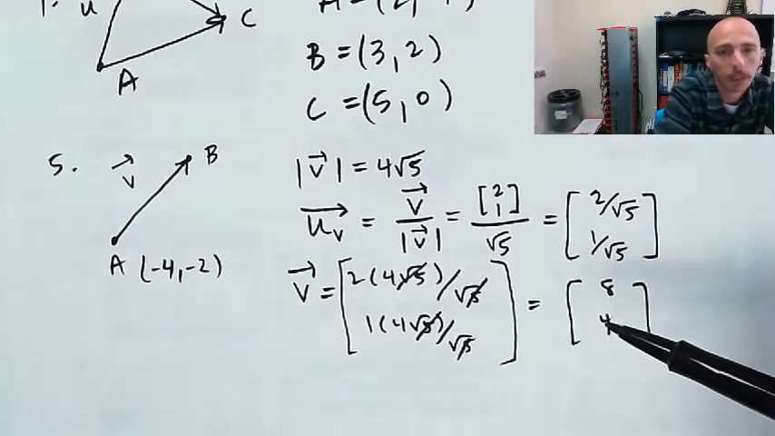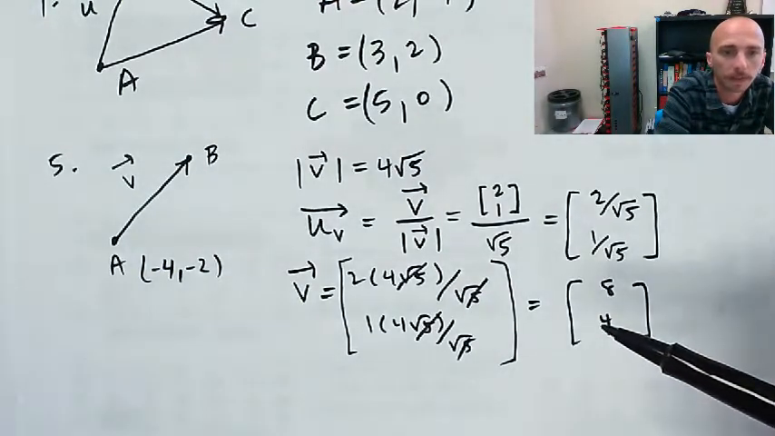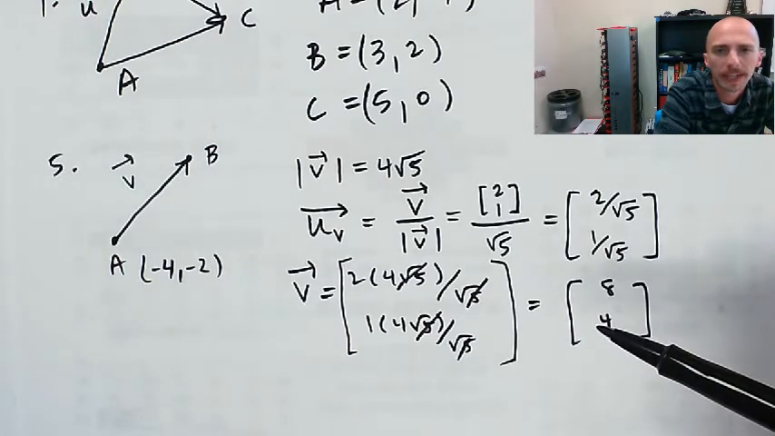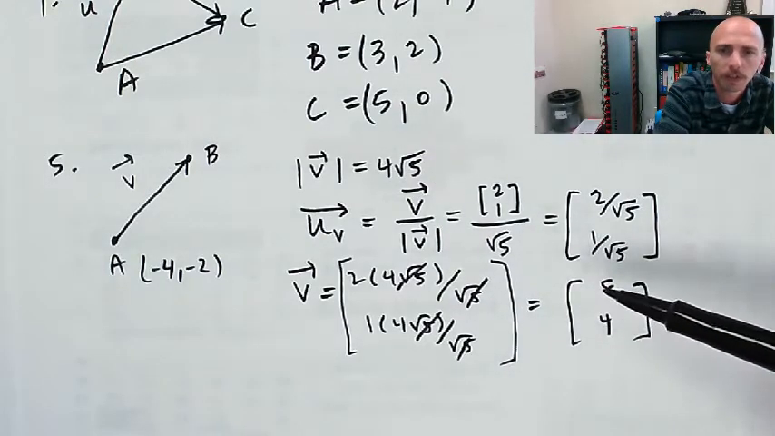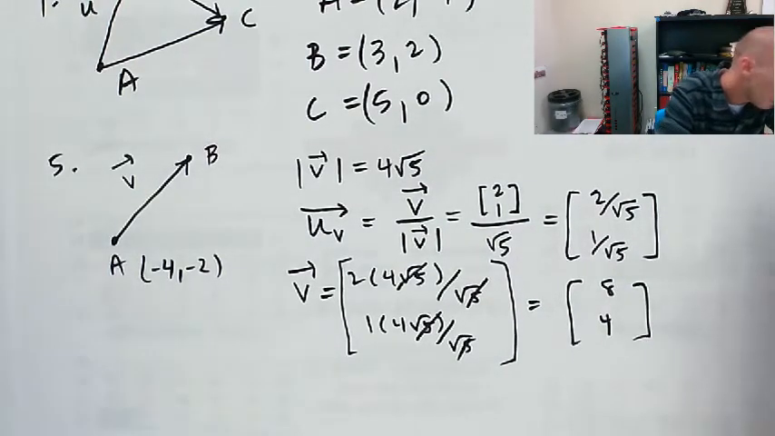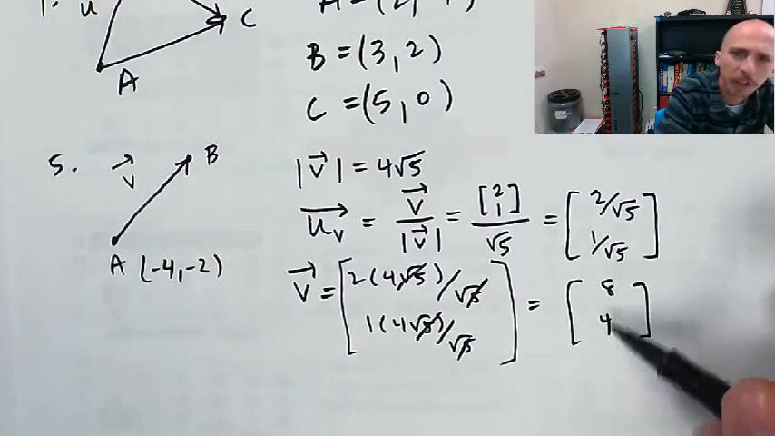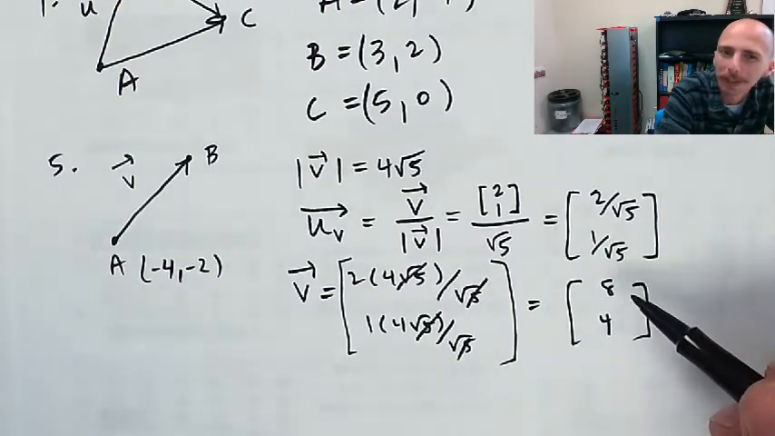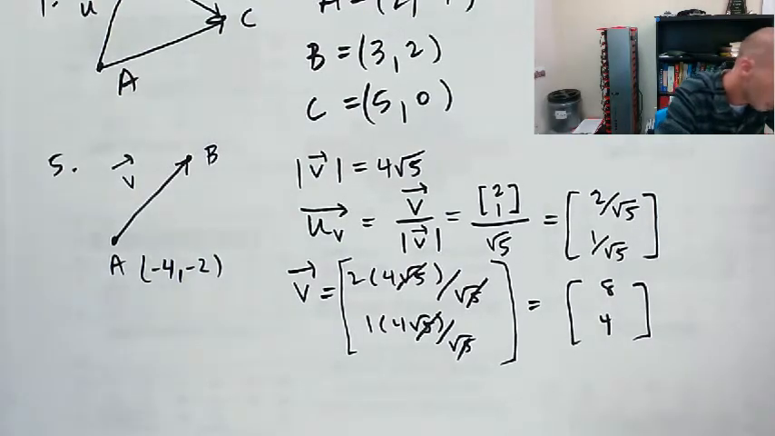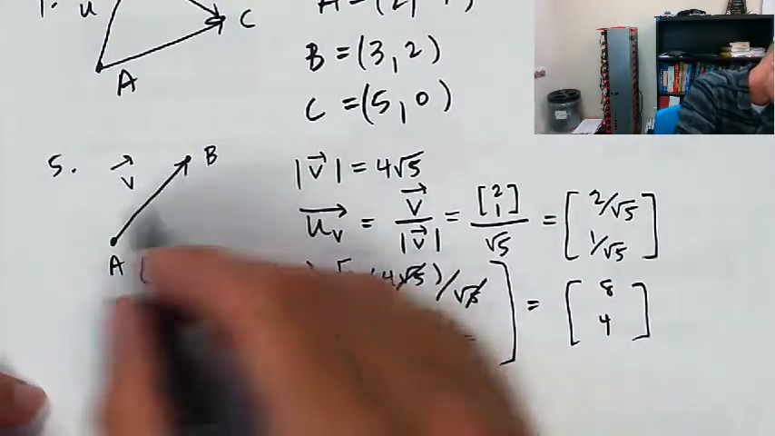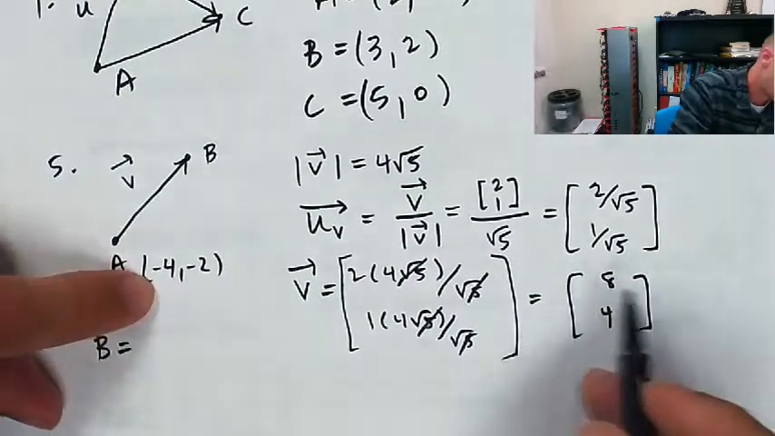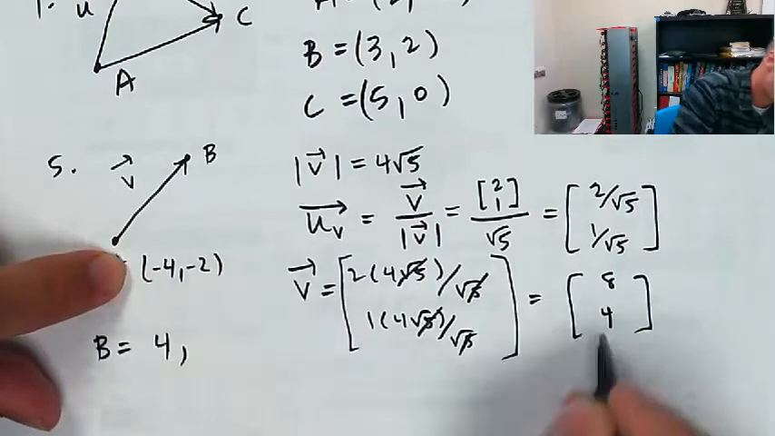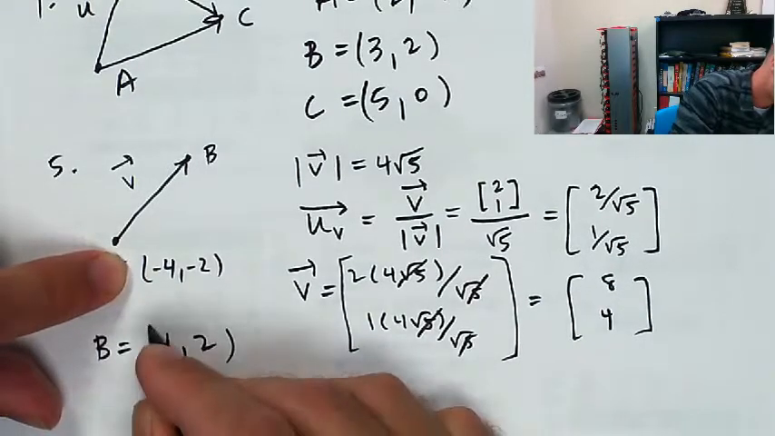And if you want to, you can check on me and make sure that the length of this is in fact 4 root 5, which would be, yeah, if we square it, it needs to be 80, because 16 times 5, 64 and 16 is in fact 80. Okay, so I feel good about that. And it's pretty clearly in the direction of 2, 1 also, right? Because the x component is twice the y component. Anyway, okay, so if I've got A and I'm adding v to it, then B is going to be equal to negative 4 plus 8 is 4, and negative 2 plus 4 is 2.